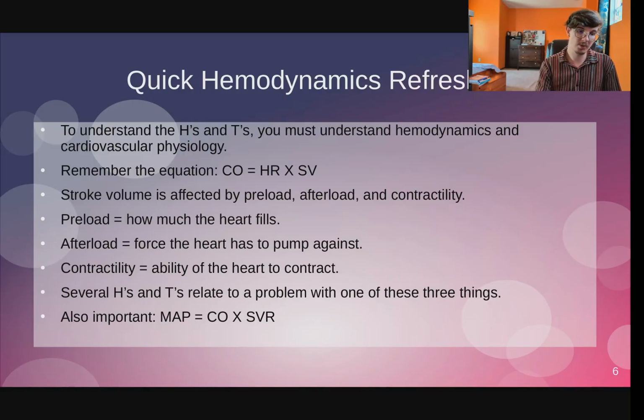And then another important equation to think about is this one down here. Mean arterial pressure equals cardiac output times systemic vascular resistance. That's important to remember because in order to have a blood pressure, it's not good enough to have a properly beating heart with good cardiac output. You also have to have some kind of vascular tone going on. You have to have some kind of vascular resistance to perfuse organs.